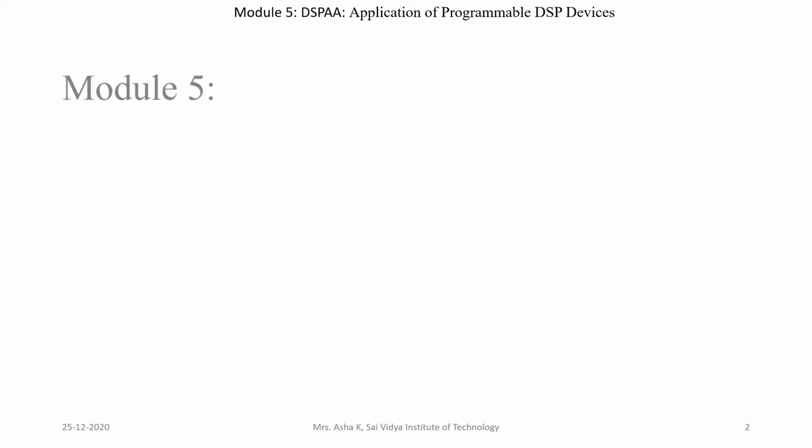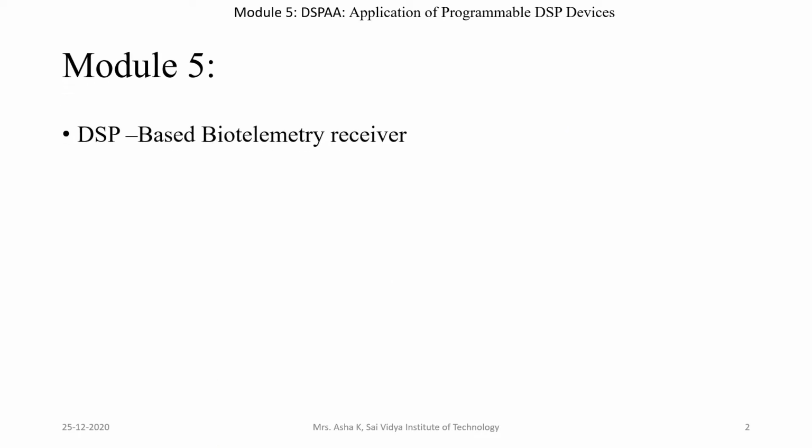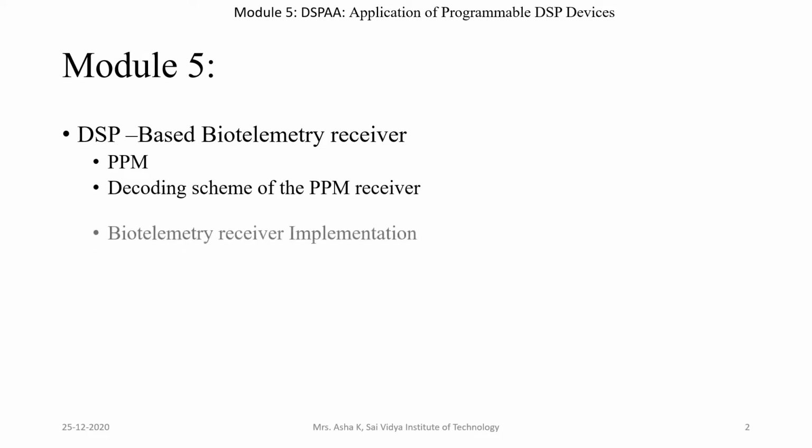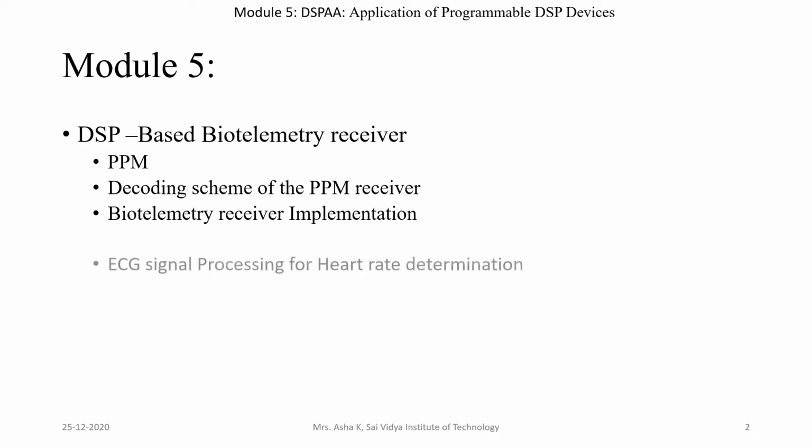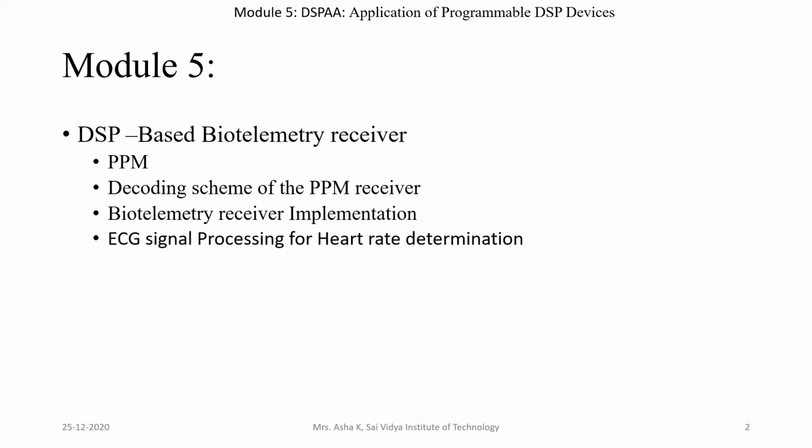In today's class, we will learn Module 5, DSP based biotelemetry receiver. In this topic, we have subtopics: pulse position modulation, decoding scheme for the pulse position modulation receiver, and also biotelemetry receiver implementation, ECG signal processing for heart rate determination.